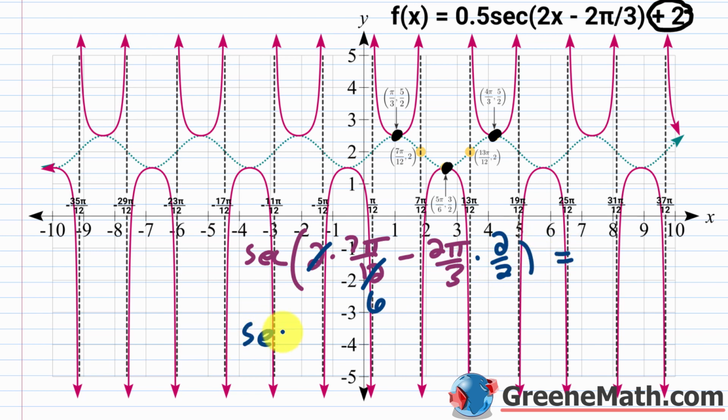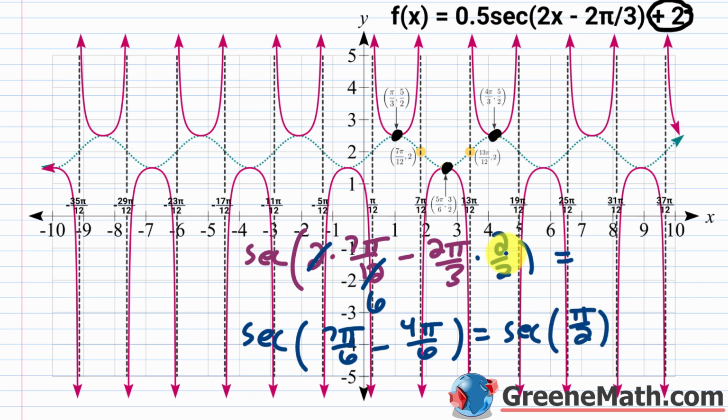It would give you the secant of, you would have 7 pi over 6 minus, this would be 4 pi over 6. So this would be the secant of, you would have 7 pi minus 4 pi, that's 3 pi. So what is 3 pi over 6? That's pi over 2. So this part right here is going to be undefined, so you're going to get a vertical asymptote. I'll let you do the other one on your own. Again, if you plug in a 13 pi over 12 and you go through the steps, you're going to end up with 3 pi over 2. So the secant of 3 pi over 2 is going to be undefined.